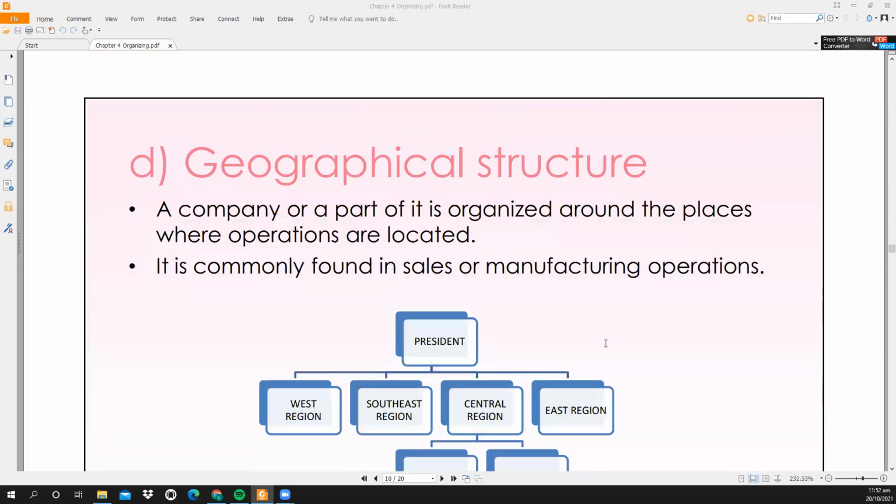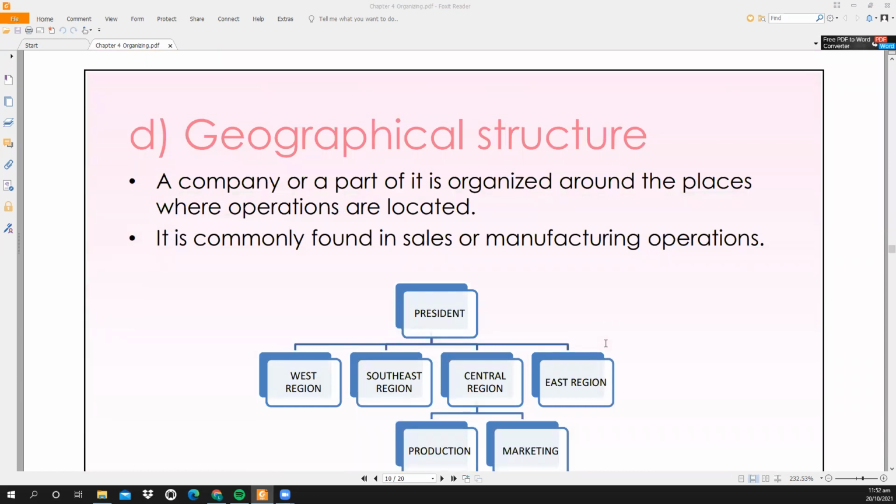Next, yung geographical structure natin. A department or a company or a part of it is organized around the places where operations are located. It is commonly found in sales and manufacturing operations. Okay, so pag sobrang laki ng isang business, tipong meron na silang ibang business sa ibang bansa, no? Or even dito sa Pilipinas. So, hinahati-hati nila, no, per location yung structure nila.